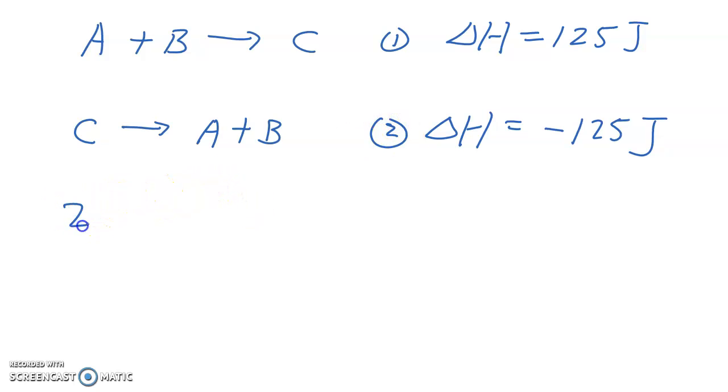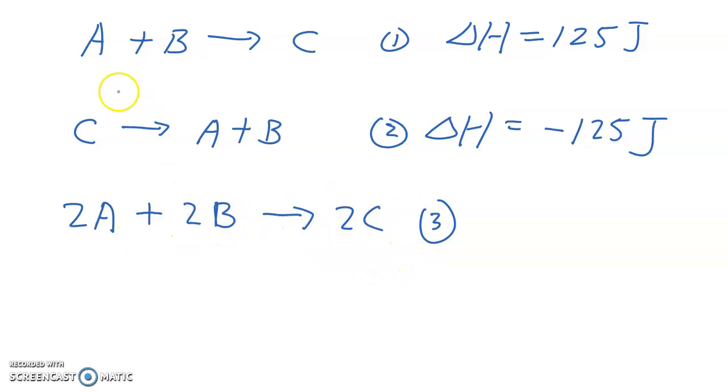What happens if I multiply equation number 1 by a constant, let's say by 2? I have 2A plus 2B, that is going to give me 2C. Okay, so this is my equation 3. What happens with the delta H of this reaction? Because I multiplied its reactants and product by 2, the delta H for the new equation I also need to multiply by 2. When I multiply that by 2, I get 250 joules. Okay, yes, I'm allowed to do that.